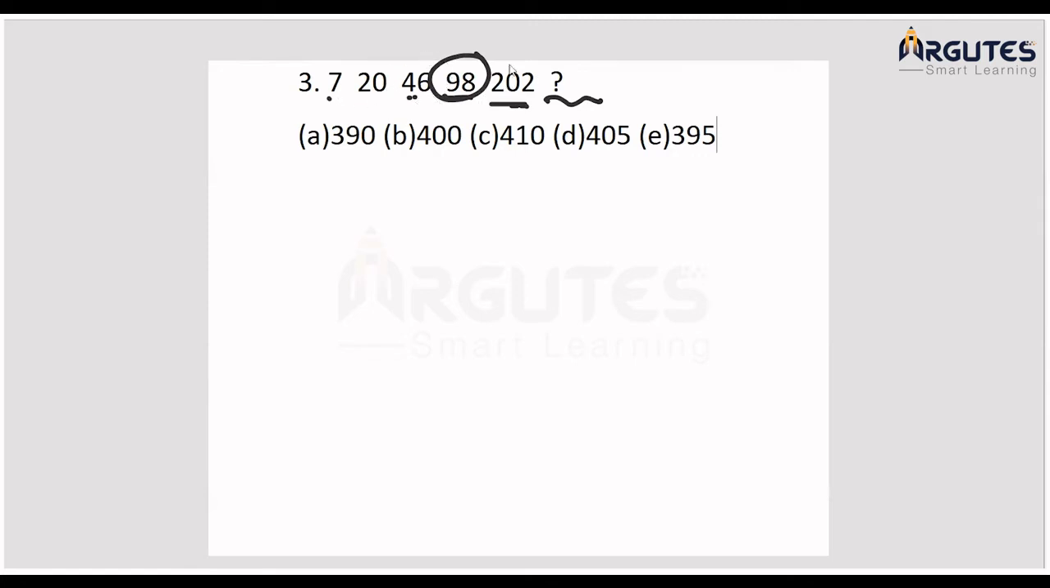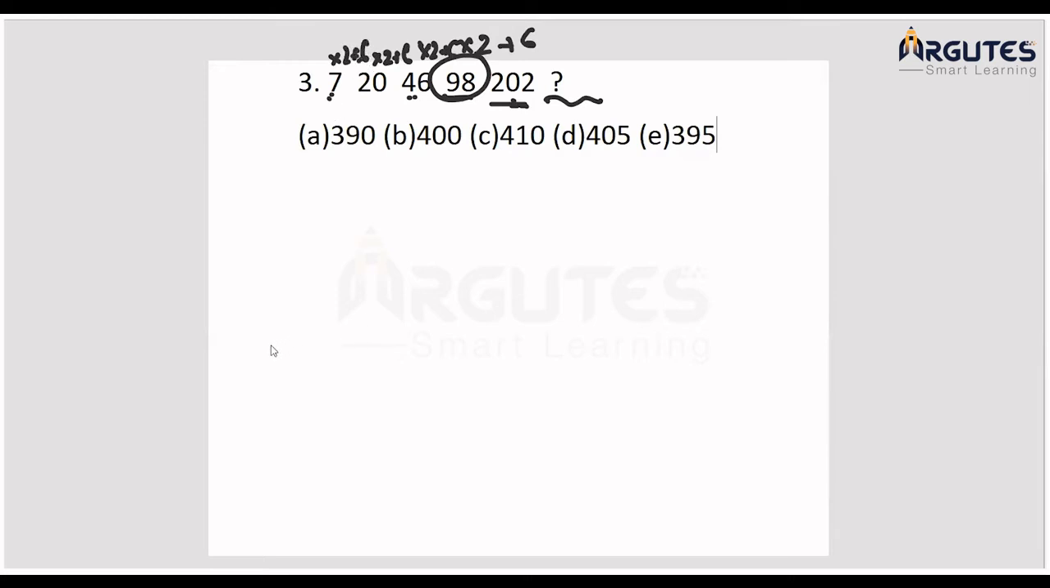So just write it down. 98 and 202, so into 2 plus 6. So 46, 98, how do you reach there? So 46 into 2 plus 6. 20 and 46, how do you reach there? So into 2 plus 6. 7 and 20, how do you reach there? Into 2 plus 6. Never start with a smaller number.